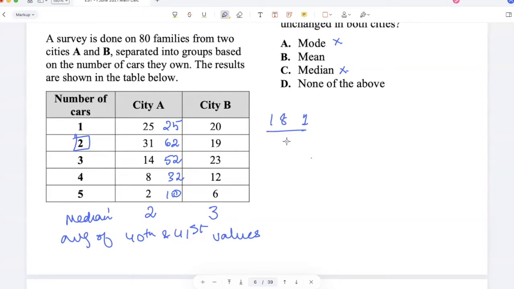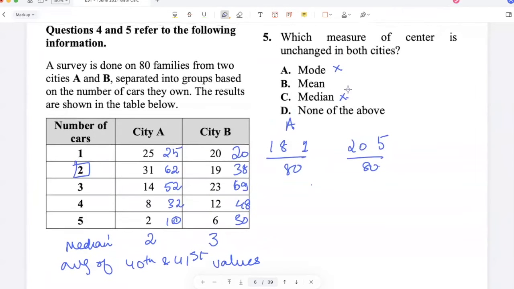So 181 divided by 80 for A, and for B, 20, 38, 69, 48 and 30. Okay, so 8 and 9, 17, and 8, 25, carry 2. 2 and 2, 4 and 3, 7, and 6, 13, and 4, 17, and 3, 20. Okay, so the means are also different, right? So in fact, all three measures are different.